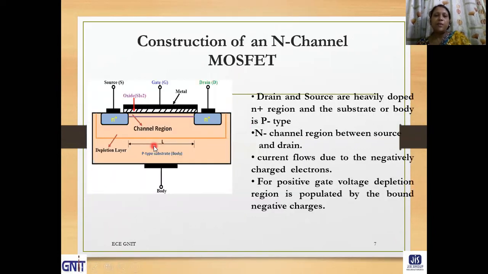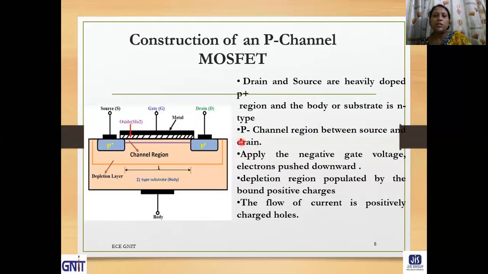This is the MOSFET basic structure. This is N channel MOSFET. Drain and source are heavily doped and the P substrate is moderately doped. The N channel region between source and drain is there. This is the channel region showing current flow. As it is N channel, current flows due to the negatively charged electrons. For positive gate voltage, the depletion region is populated by the bound negative charges.